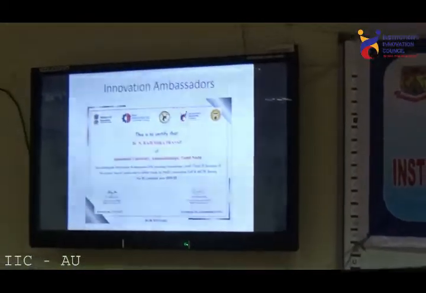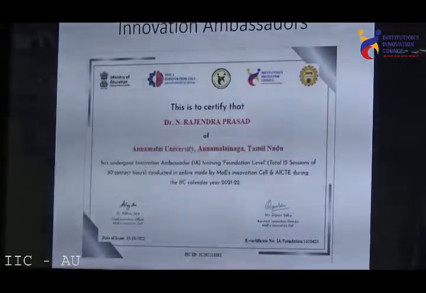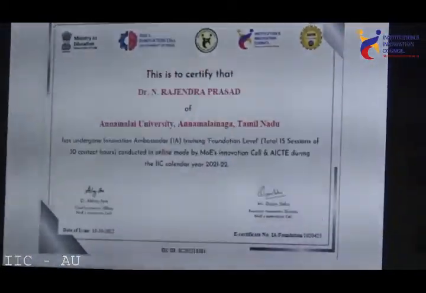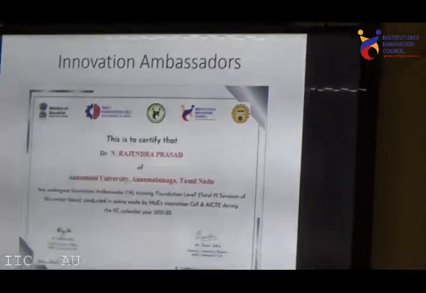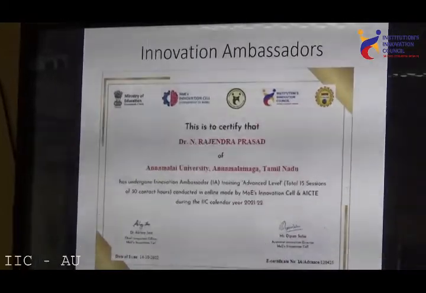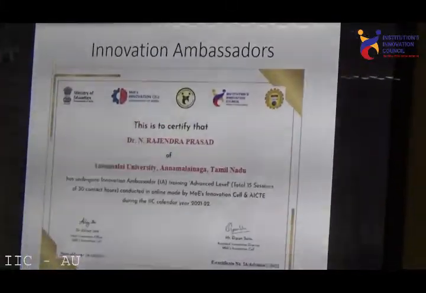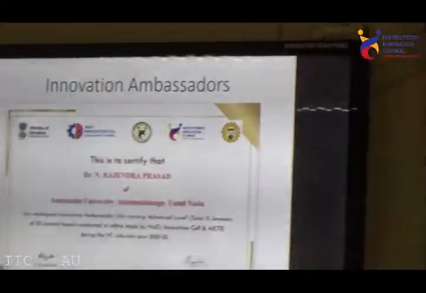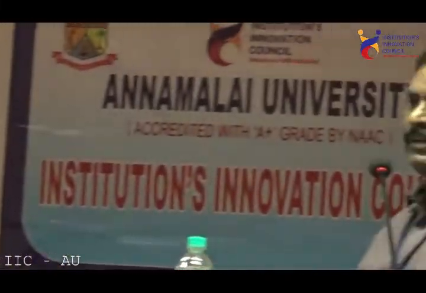In order to accomplish the IIC activities, they are training the faculty present in the universities. As Dr. C. Karthikeyan mentioned, currently there are 4 innovation ambassadors in our university. From the science faculty, I have undergone this training and attended a test also. I have undergone training at the foundation level as well as the advanced level. The role of these innovation ambassadors is to introduce the Ministry of Education's aim and vision, how to start business models, and the NISP components that may be useful for the students, and to transfer everything to the students and the faculty members.